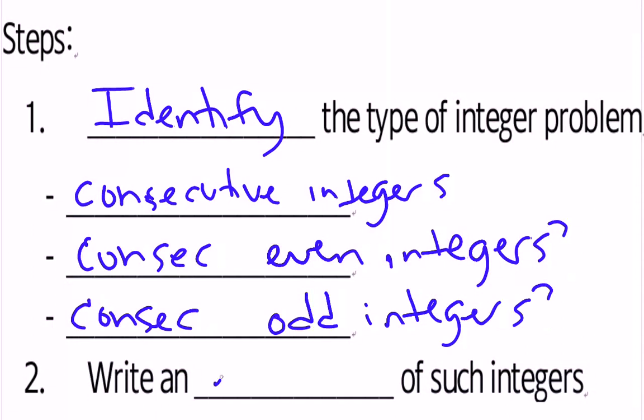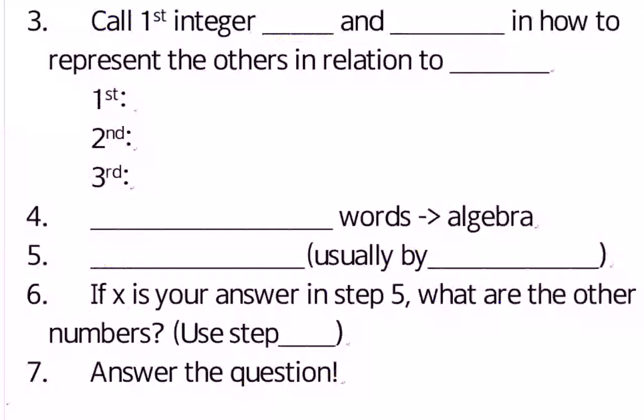Then I'm going to write an example of those integers. So if it's talking about 3 consecutive integers, I might choose 1, 2, and 3. Doesn't matter. I might just start with those. If it's two consecutive even, I would do 6 and 8. Once again, you don't have to, you're just getting examples. Then we're going to call the first integer x, and then fill in how to represent the others in relation to x.